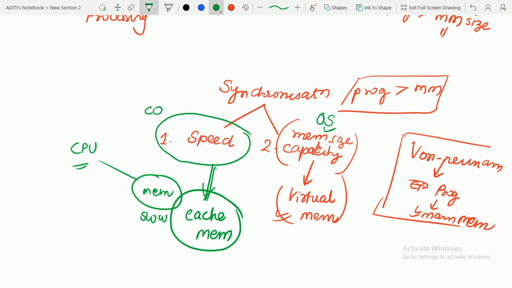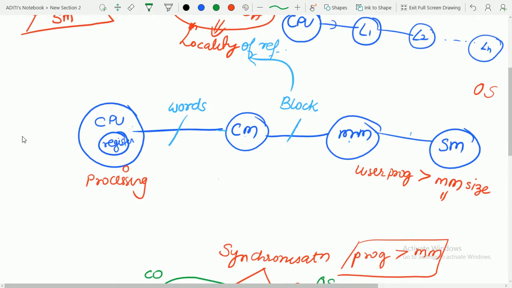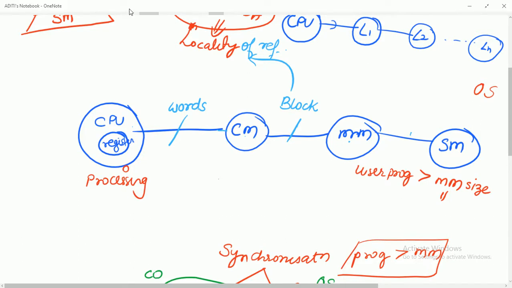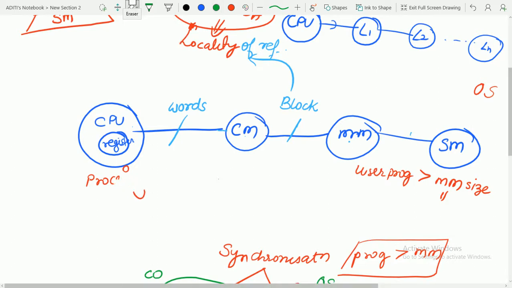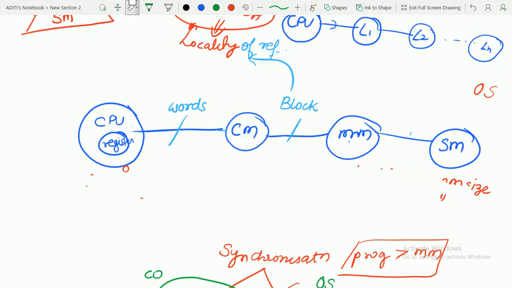So let us study this concept in detail with this diagram. That will help you in studying the cache memory concept. As we know, the CPU is processing the data. Cache memory is using the locality of reference property.